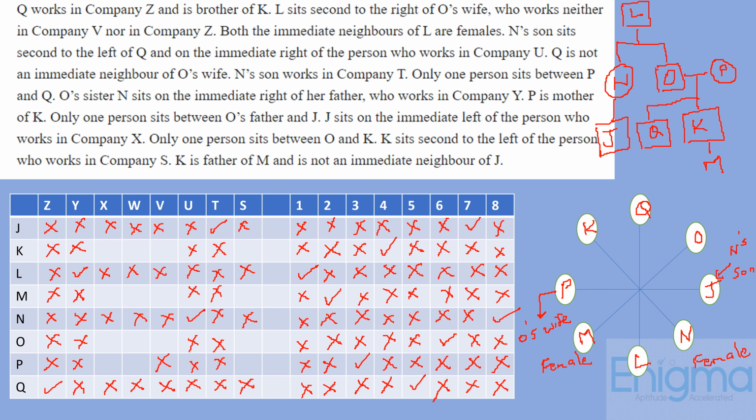Now, it is given that J sits on the immediate left of the person who works in company X. So J sits on the immediate left of O, and hence O works in company X. So we can put a tick and cross for O. Next hint, K sits second to the left of the person who works in company S. K sits second to the left of M. So M works in company S.